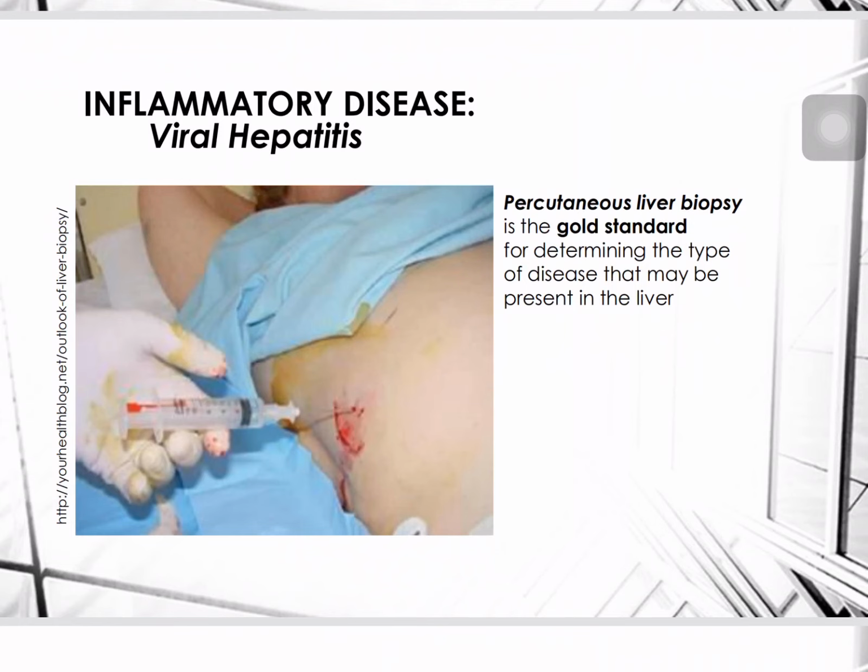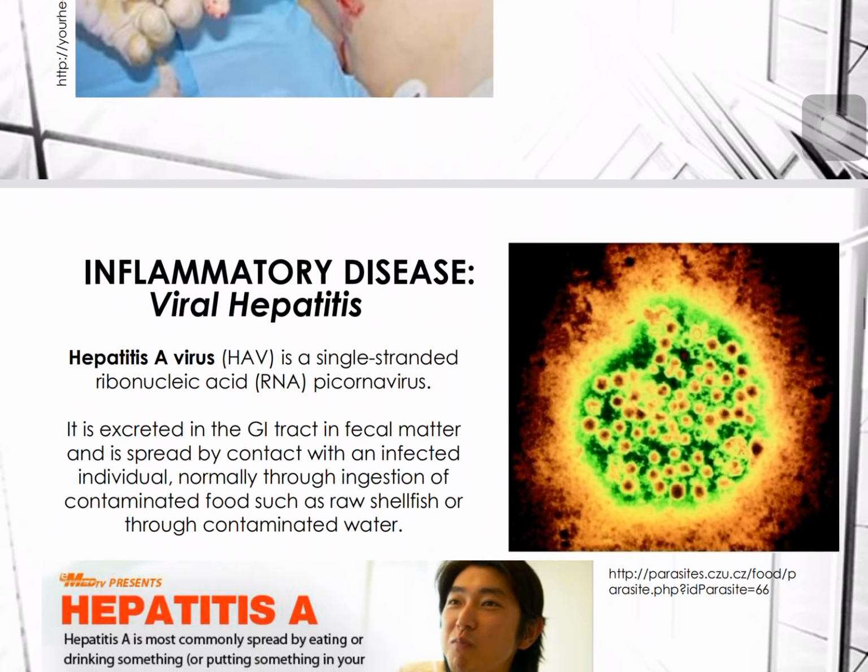Cellular necrosis may be confirmed through nuclear medicine scanning of the liver, CT, or biopsy. Sonography is also useful in distinguishing the characteristics of the liver. Percutaneous liver biopsy is a gold standard for determining the type of disease that may be present in the liver. This is a recommended diagnostic step when the liver appears irregular on sonography, CT, or MRI.